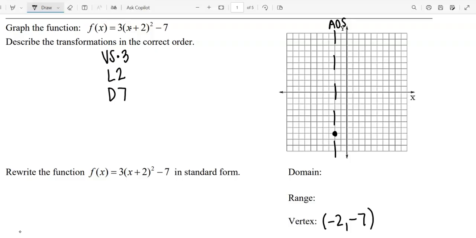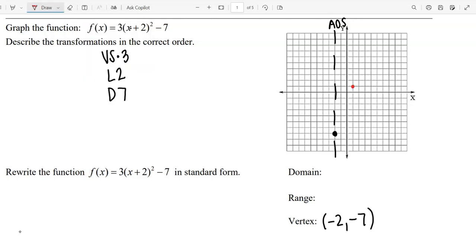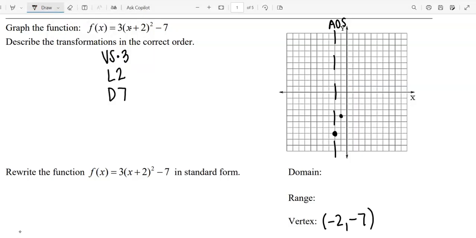If I transform 1, 1, so I usually start at 1, 1, vertical stretch by 3 will put me at 1, 3. Left 2 will put me at negative 1, 3. And then down 7 will put me at negative 1 and then negative 4, yes? So negative 1, negative 4. And then that's 1 unit away from the axis of symmetry, so I can reflect that on the other side at negative 3, negative 4.